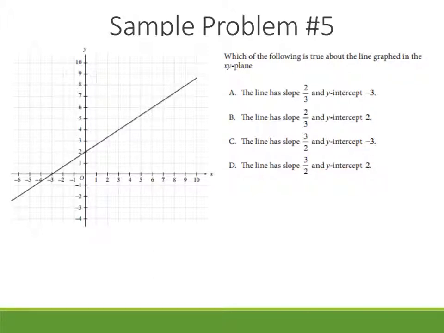Okay, so first let's talk about slope. Slope, one way to define that is rise over run. Rise means how far we go up, and then run means how far we go across when we go from point to point on a line. So let's determine some points on this line. We want to pick nice points that intersect at these little crosshatches here.